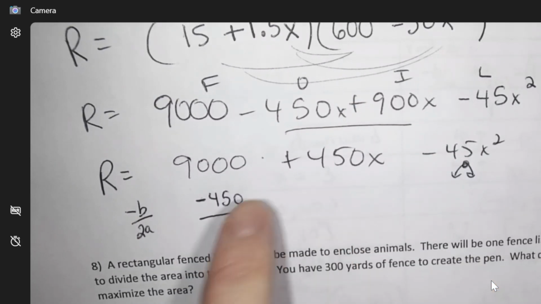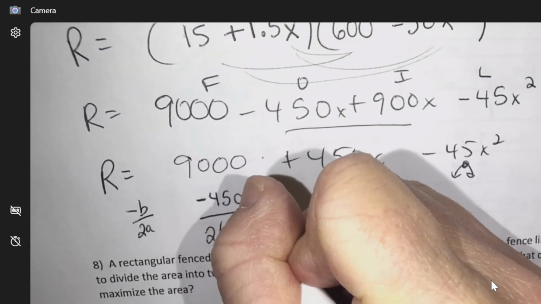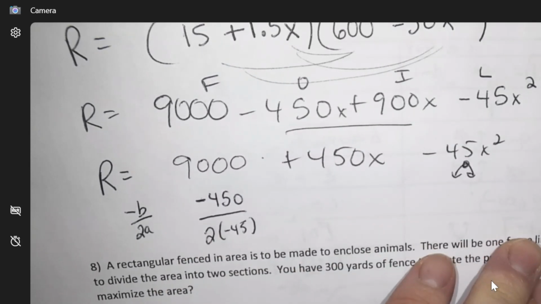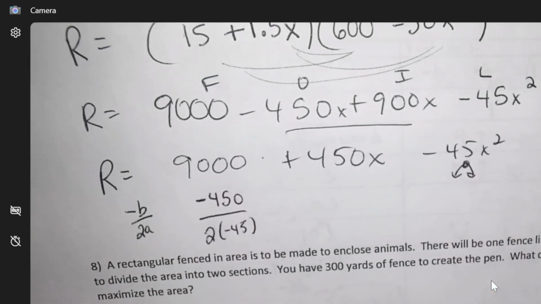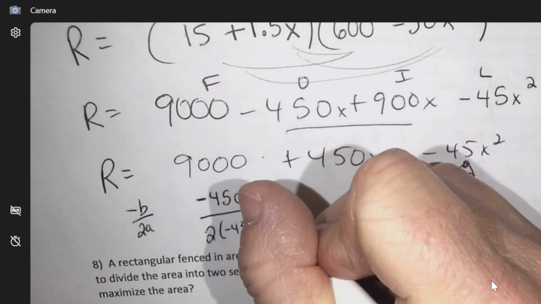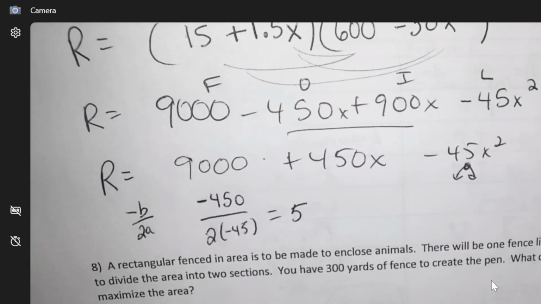So negative 450. Don't forget your a. I didn't write them in order. I wrote like C over here and A is over here. Right? It's not about what's first. Okay, so I'm getting 5.